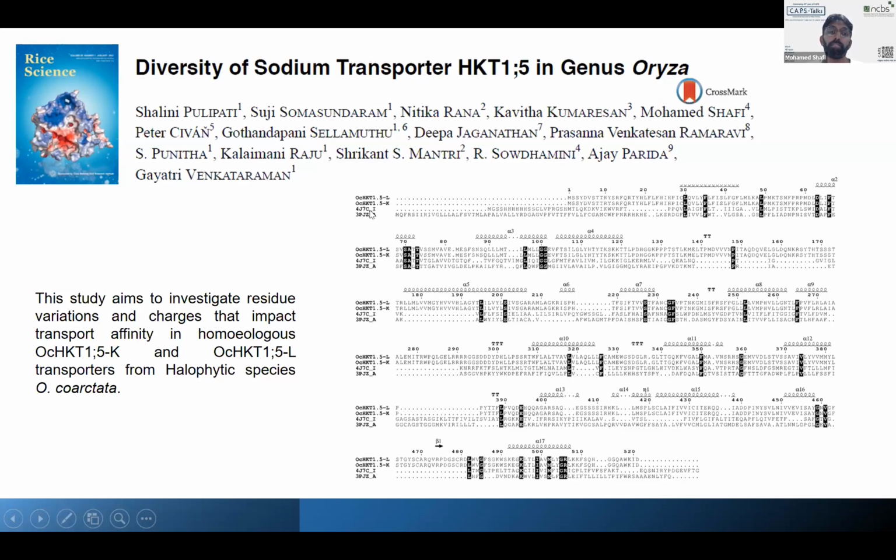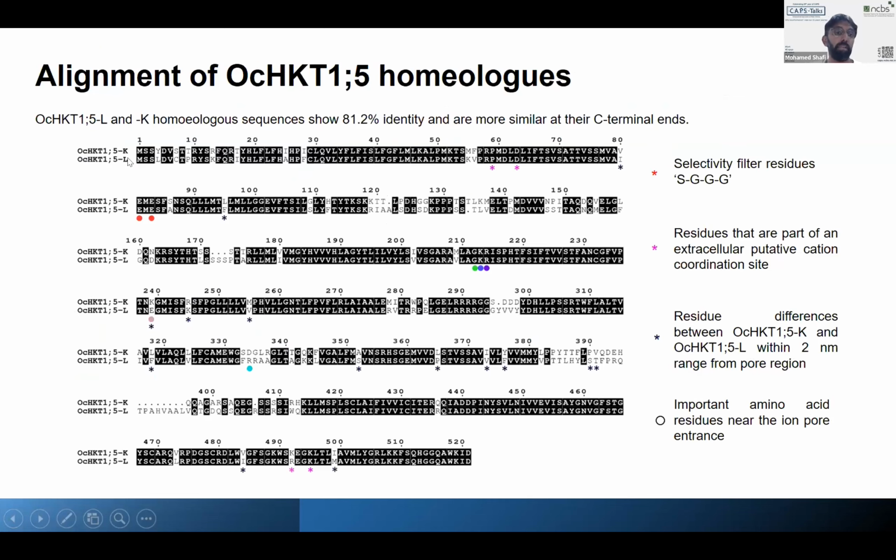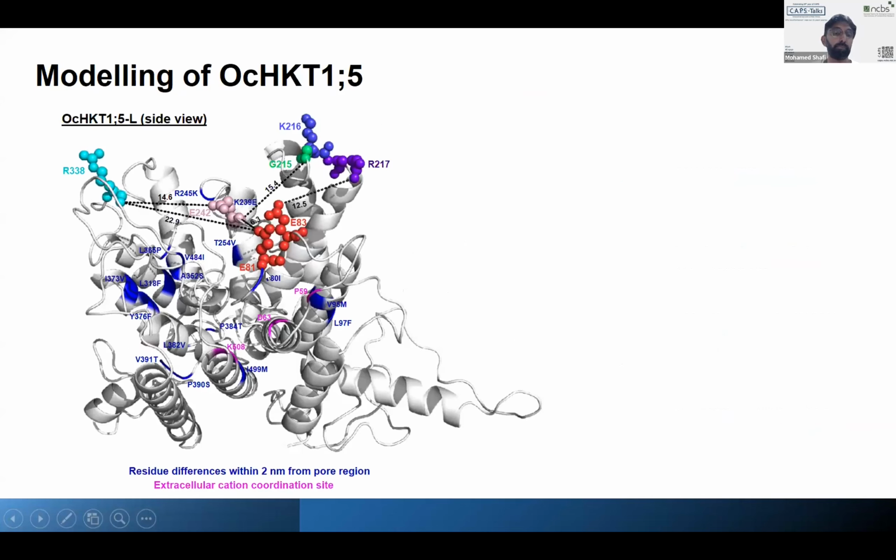And there are a few differences, and with the template I have shown this in this alignment. If you look closely at the alignment of the K and L, there are a few differences we have shown here. These black asterisks are within 2 nanometers of the pore region. What are the changes in the residues? There are other crucial amino acid changes that we can see here, and I'll show that in the model.